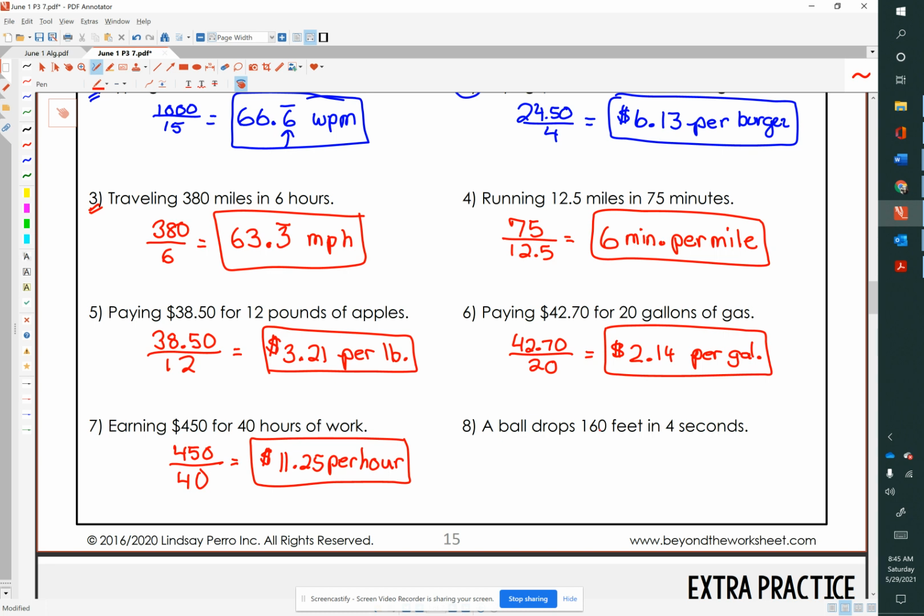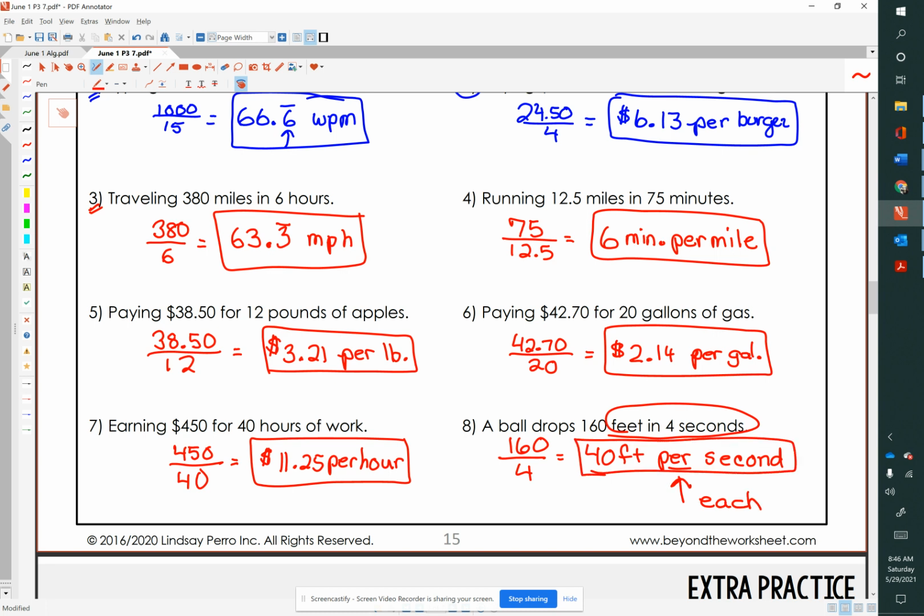So now we have a ball drop. Maybe they climbed to the top of a big multi-floor stairwell, or maybe to the top of a building, and it dropped 160 feet in 4 seconds. We want to know how many feet did it drop in 1 second. So 160 divided by 4 is 40. And what are we talking about? Feet per second. 40 feet per second. Remember, the word per means each. So that ball dropped at 40 feet per second.